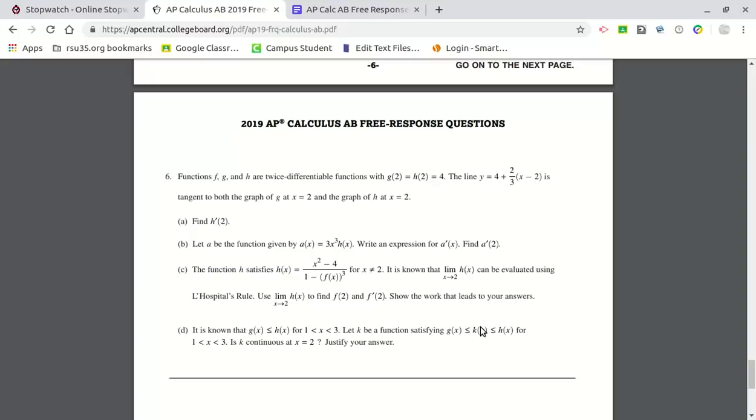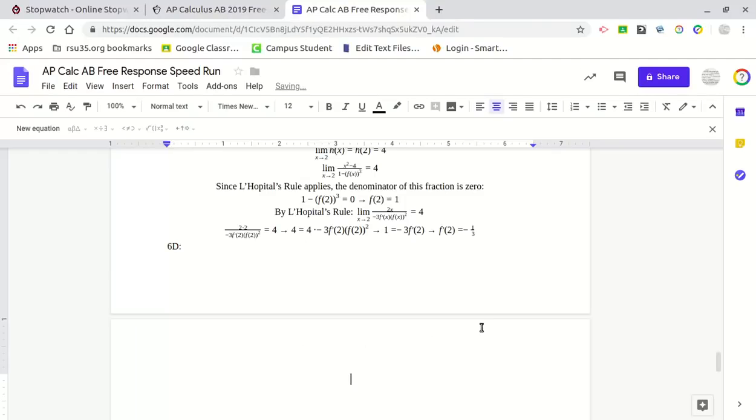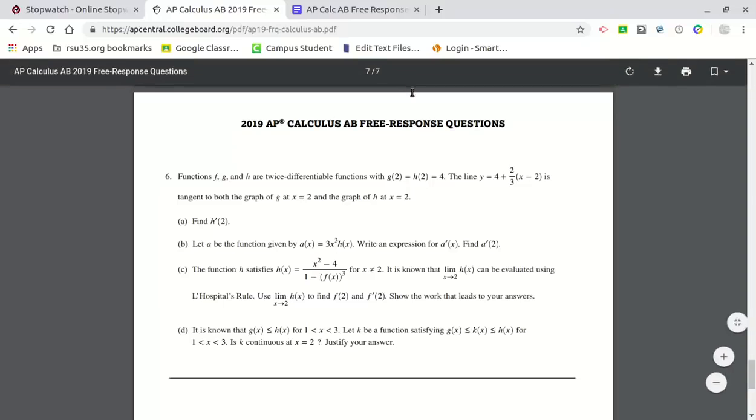So, for the two conditions for squeeze theorem, since g of x and h of x are continuous, the limit as x approaches 2 of g of x equals the limit as x approaches 2 of h of x, which is 4, because remember the tangent line: if g and h have the same tangent line at x equals 2, then both g of x and h of x intersect at the same point at x equals 2, and they intersect at y equals 4.